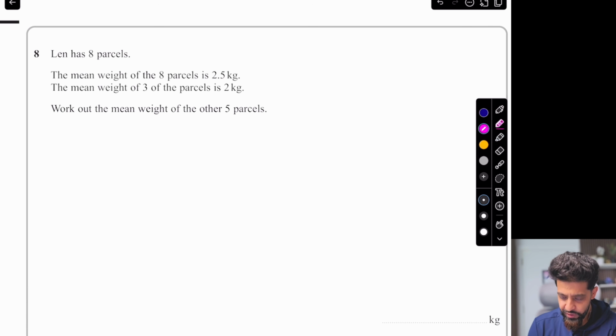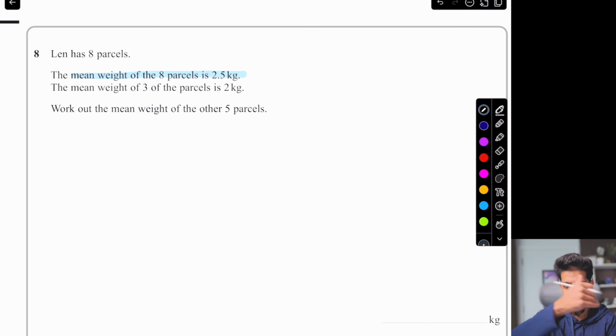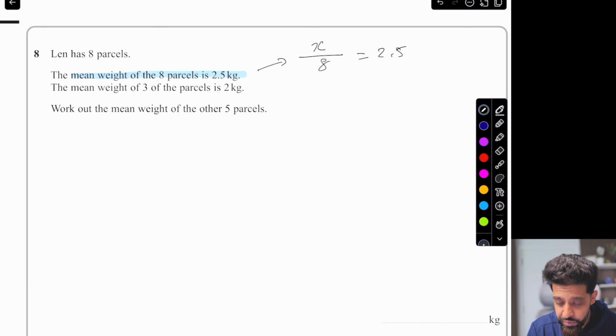Right, so this is one where the questions, we need to really learn how to break this down, right? So let's highlight this. It says the mean weight of 8 parcels is 2.5. How do you calculate the mean? It's the total, add up all the weights, divided by the total number of things there are. We know that there's 8 of those. So this would be x, we don't know. x would be representing the total of all 8 parcels' weights when you add them up. We don't know what that is, so we're just going to call it x. Divide by 8. That equals the mean, which is 2.5.